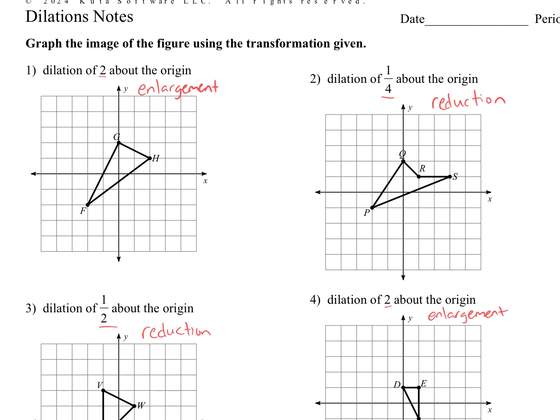One thing someone else in another period said is, oh, so if it's a fraction, it's automatically going to be a reduction. Is that true? What if I have 3/2? Is that a reduction or an enlargement? Enlargement, why? It's 1.5, right? So it's greater than 1. So just because it's a fraction does not guarantee that it's going to be a reduction. Capiche? All right.